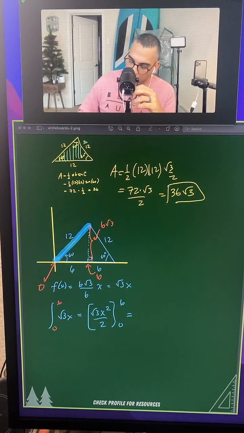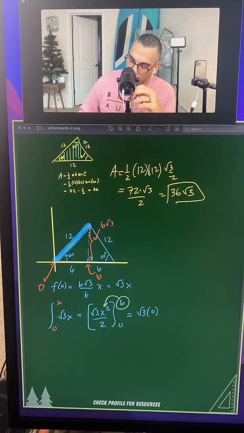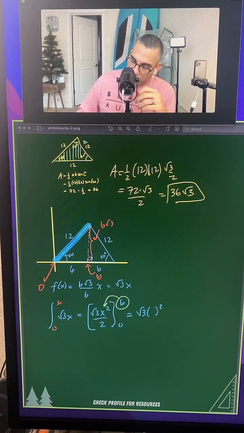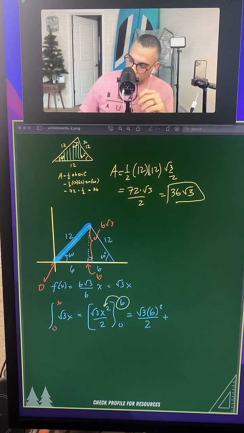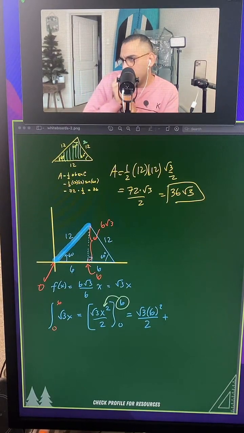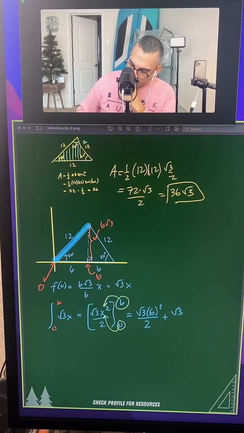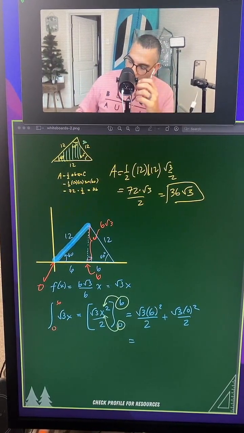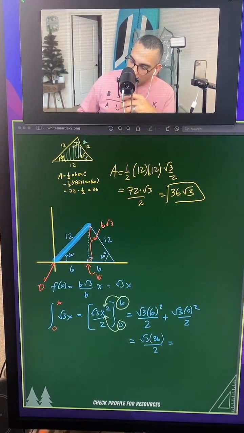All I have to do now is plug in the 6. And we get root 3 times 6 squared over 2, plus root 3, and then I'm plugging in the 0. 0 squared over 2. Whoops, that looks like a 6. I'm just going to make that a 0. Awesome. So if I simplify this, this is root 3 times 36 over 2, or this is just 18 root 3.